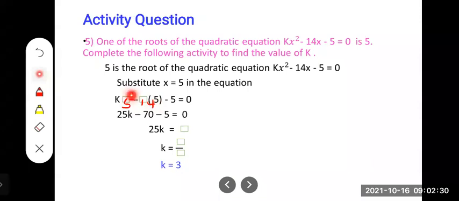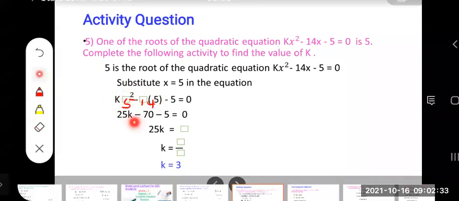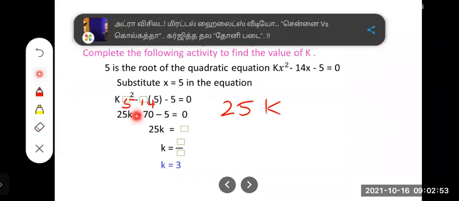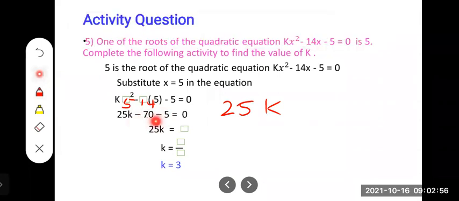Now, 5 5s are 25. You write this k here, okay? 25k and minus 14 5s are 70 and minus 5. All these things are given here, okay? Then 25k will be here. This step you see, children, 25k, and here you see minus 70 minus 5. So it is the same sign. So what you have to do? Add and put the same sign. So what will we get? Minus 70 minus 5, how much will we get? Minus 75 equal to 0. Clear, children? Minus 75 equal to 0.